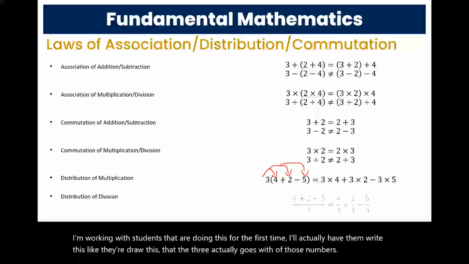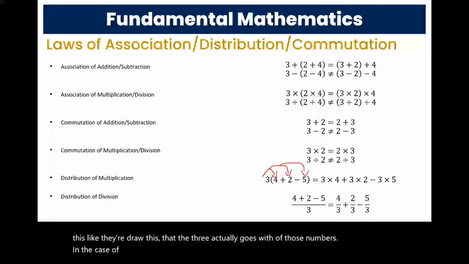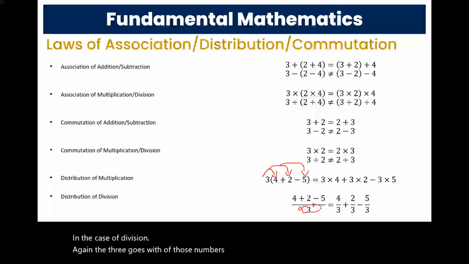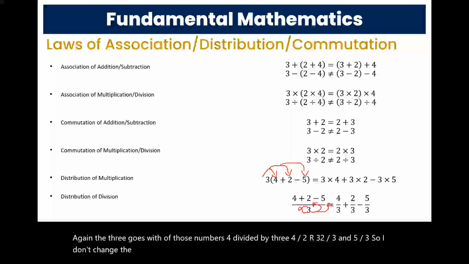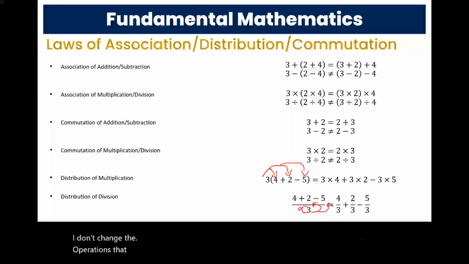In the case of division, again, the 3 goes with each of those numbers. 4 divided by 3, 2 divided by 3, and 5 divided by 3. So I don't change the operations that are happening in the numerator or in the quantity, but I just add the 3 into each part of that individually.